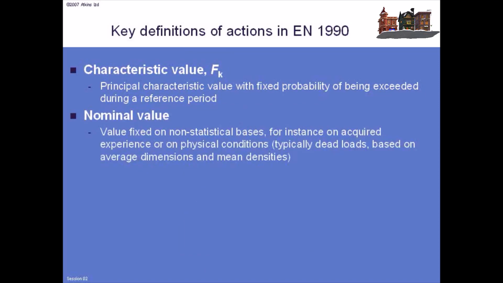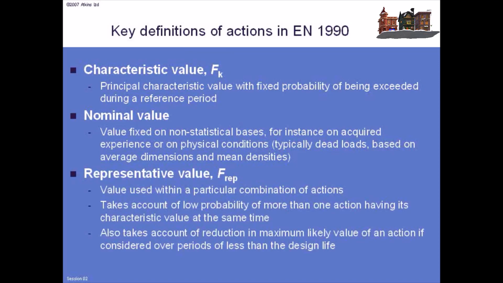We then have a nominal value, and here you have to be a bit careful, because in old money, we used to talk about a nominal value as basically just being something that wasn't factored. So in fact, we used to call really what we now call a characteristic value, often a nominal value. A nominal value is distinct from a characteristic value in that it has nothing whatsoever to do with statistics. So nominal values normally apply to things like dead load, where you've just gone to the drawing, you've taken off the mean dimension of the slab, for example, and you've multiplied it by a mean density to get an unfactored nominal load. So nothing to do with probabilities.